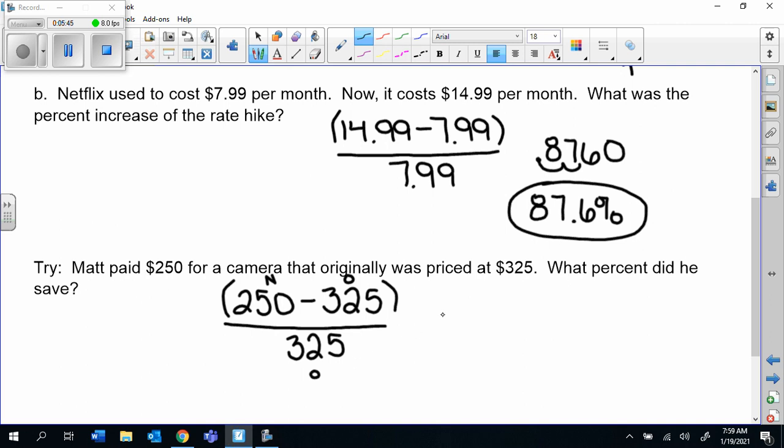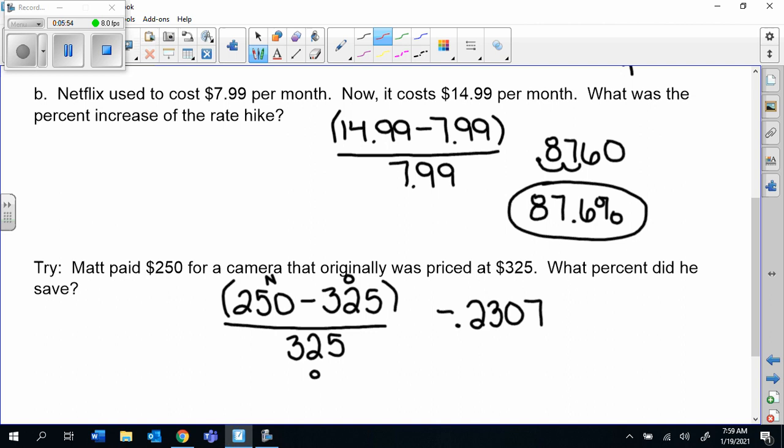And so you should have gotten a negative 0.2307. So when I move this decimal twice, I get 23.07. So I'm going to round that to the nearest tenth. So negative 23.1%.